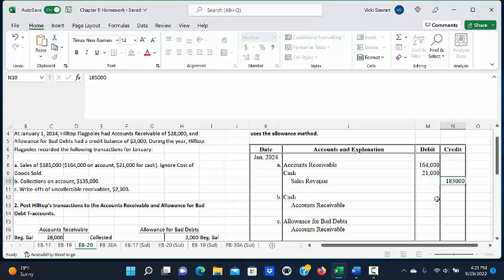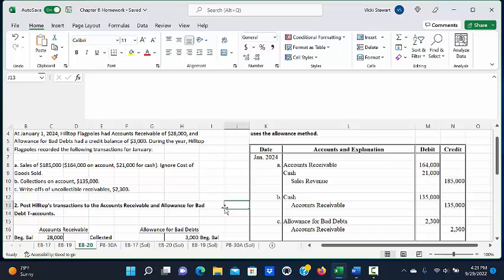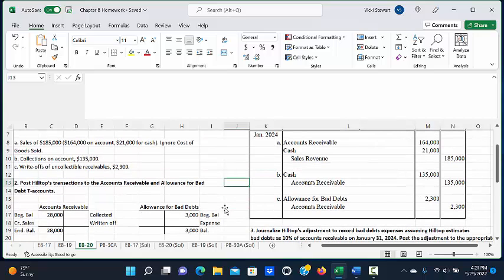$185,000. Next, in Part B, it states that they had collections on account of $135,000. So we would debit cash for $135,000 and we would credit accounts receivables for $135,000. And then in Part C, it states that the write-offs of uncollectible receivables were $2,300. So since Hilltop uses the allowance method, we would debit allowance for bad debts for $2,300 and credit accounts receivables for the same amount.